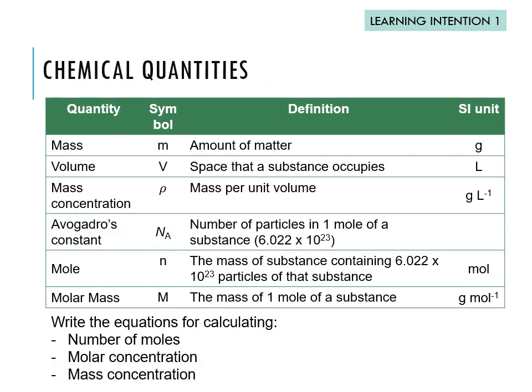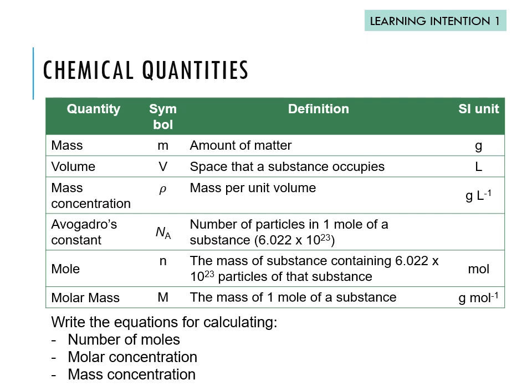So here's some chemical quantities. We're looking at mass, which is little m, volume, V, mass concentration, which is when we're looking at the mass per unit volume. We have Avogadro's constant, Na, which is the number of particles in 1 mole of a substance, which is 6.022 times 10 to the 23.